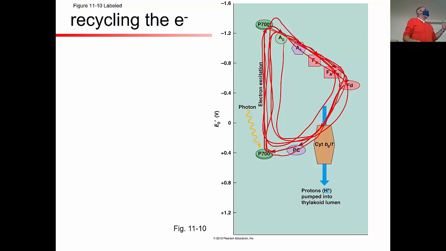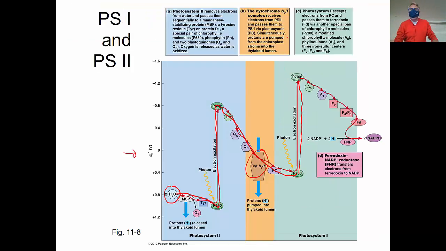However, we still need to produce that NADPH. Remember, we need that to make our carbohydrate. So how do we do that? Well, as it's flowing down the hill, we can just bleed it off. So it's going down the hill. Instead of returning this way, what happens is we divert it.